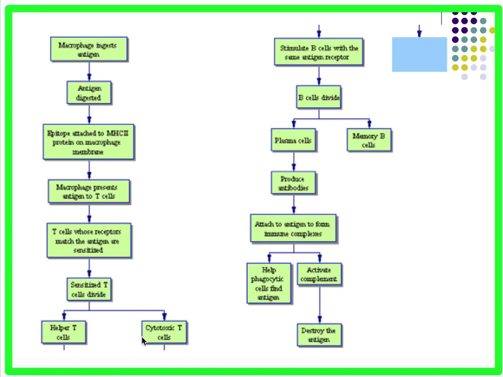Now going back, cytotoxic T cells have the word toxic in it. So what does it do? It destroys cells that have been infected. It destroys cells whose MHC1 shows that they have been infected.